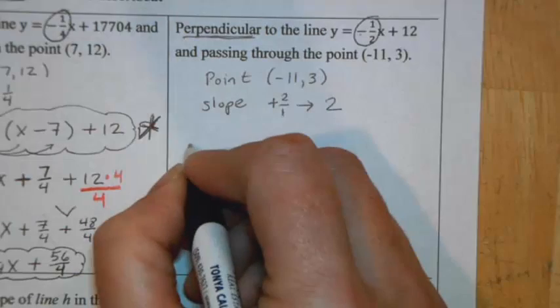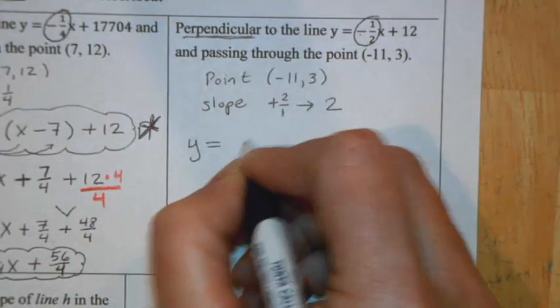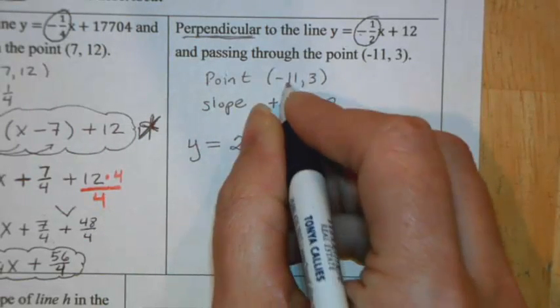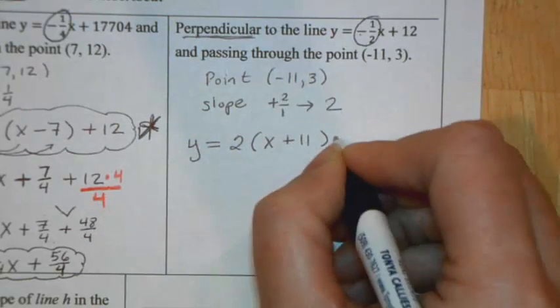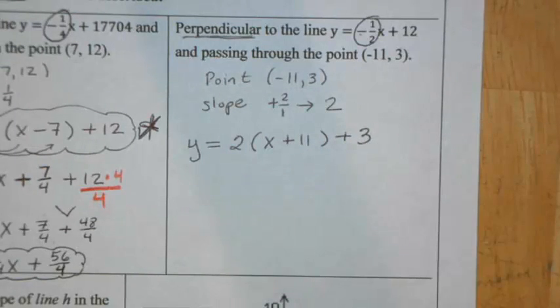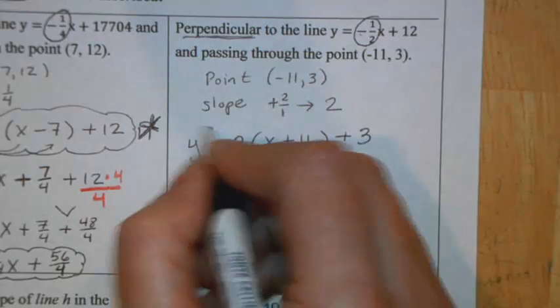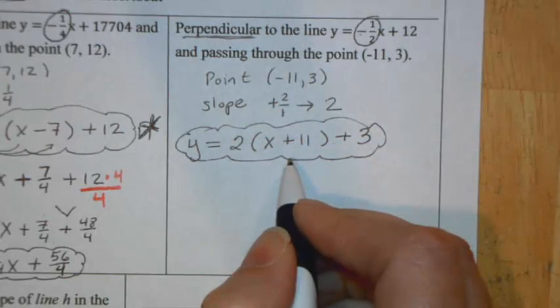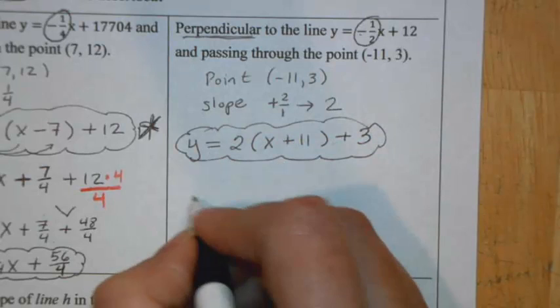Let's write our equation. Y is equal to our slope number of 2 times in the parentheses x minus a -11. Let's make that just say +11 and bring on that y value of 3. Okay, I like that equation. I'm good to go there. This one wouldn't be too bad if we want to simplify and put it into the slope-intercept form. So I'm just going to do that real quick.